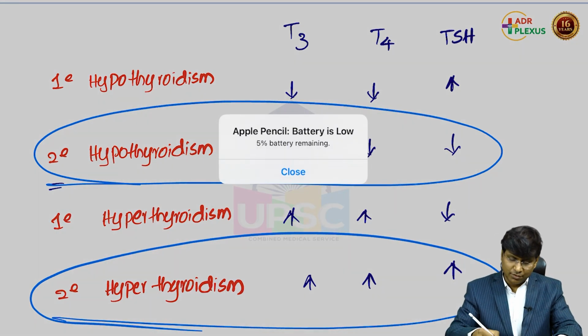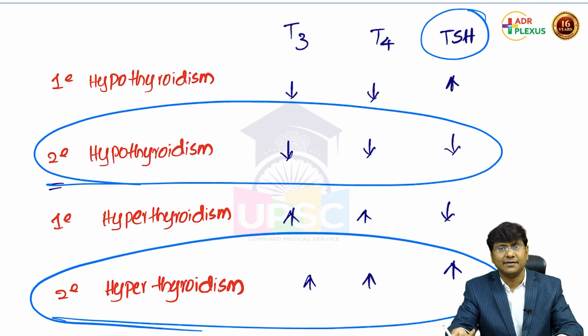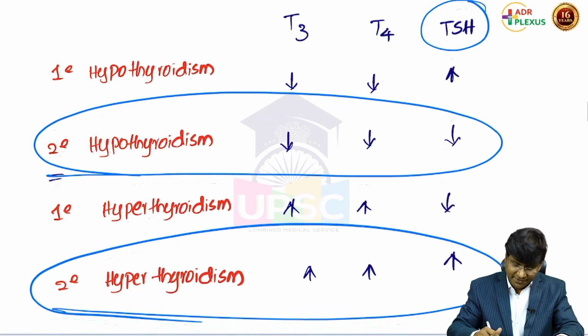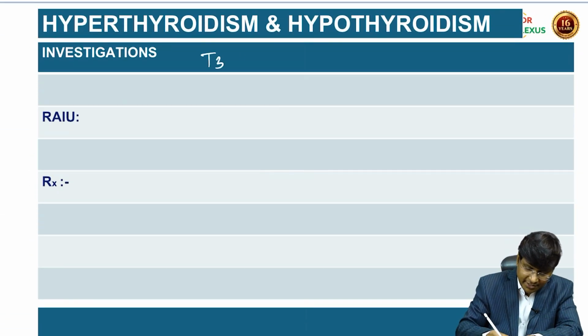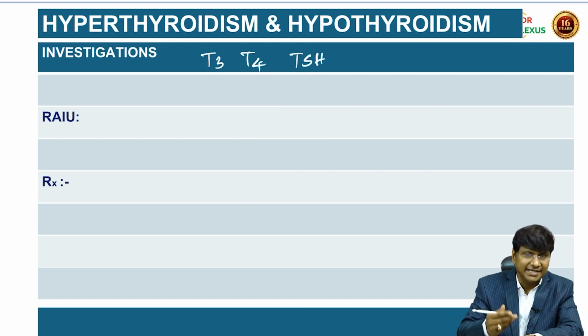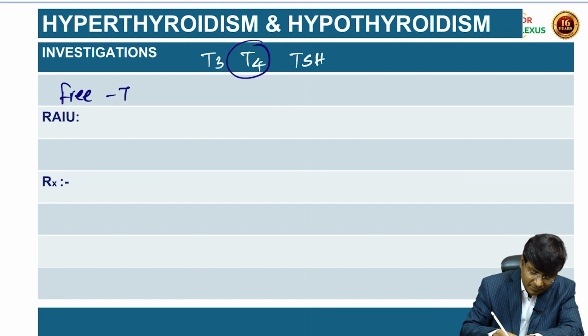So this is how TSH is very important in evaluating thyroid related disorders, either in primary or secondary hyperthyroidism. Then apart from the T3, T4 and TSH, and again within the T3, T4, TSH also, what is very important is the free T4 levels, right?